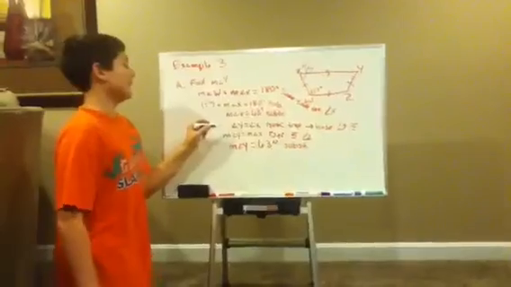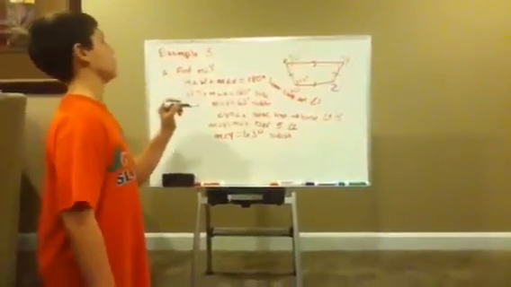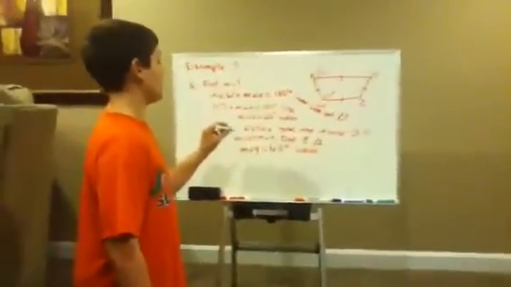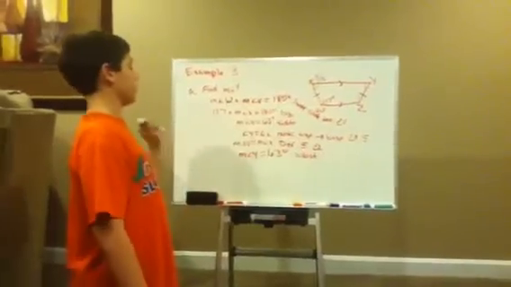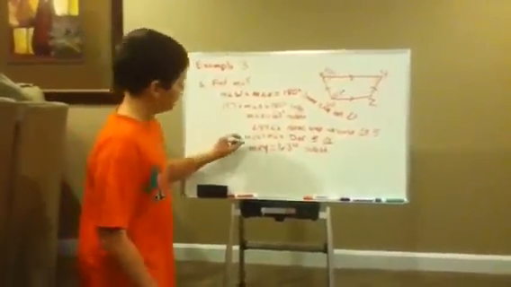Angle Y equals angle X by the isosceles trapezoid base angles congruency theorem. The measure of angle Y equals the measure of angle X by definition of congruent angles. The measure of angle Y equals 63 degrees by substitution. So this is your answer.